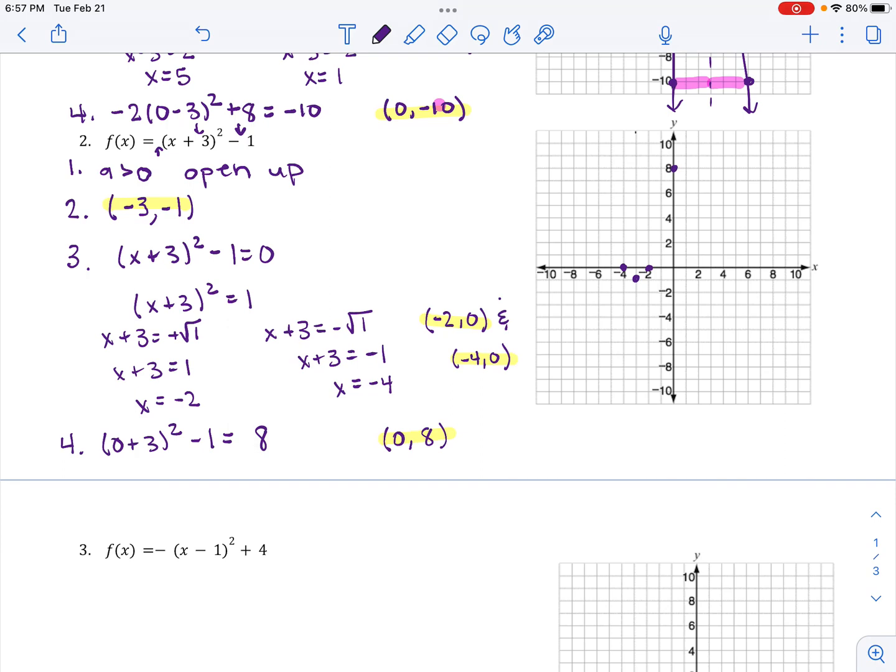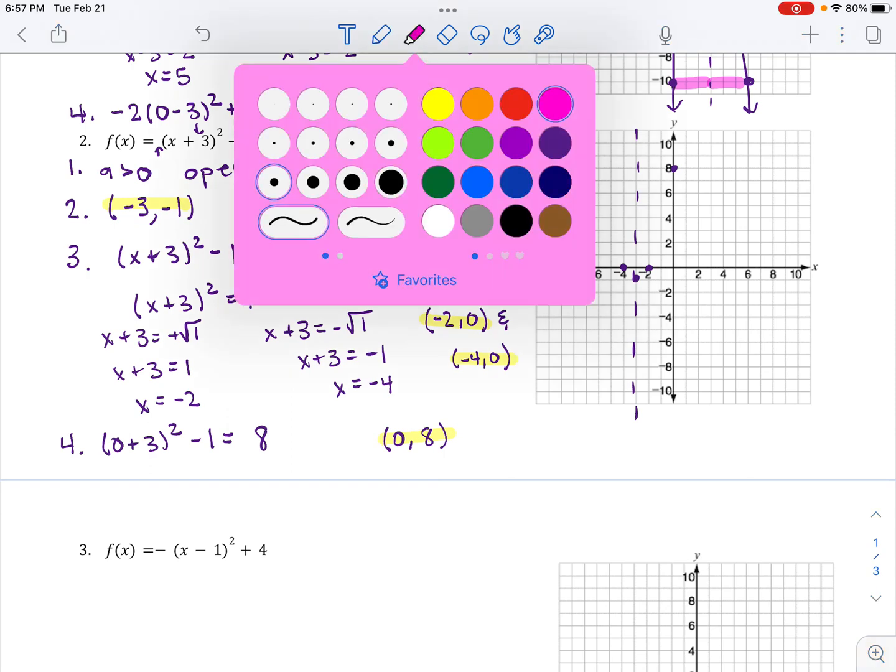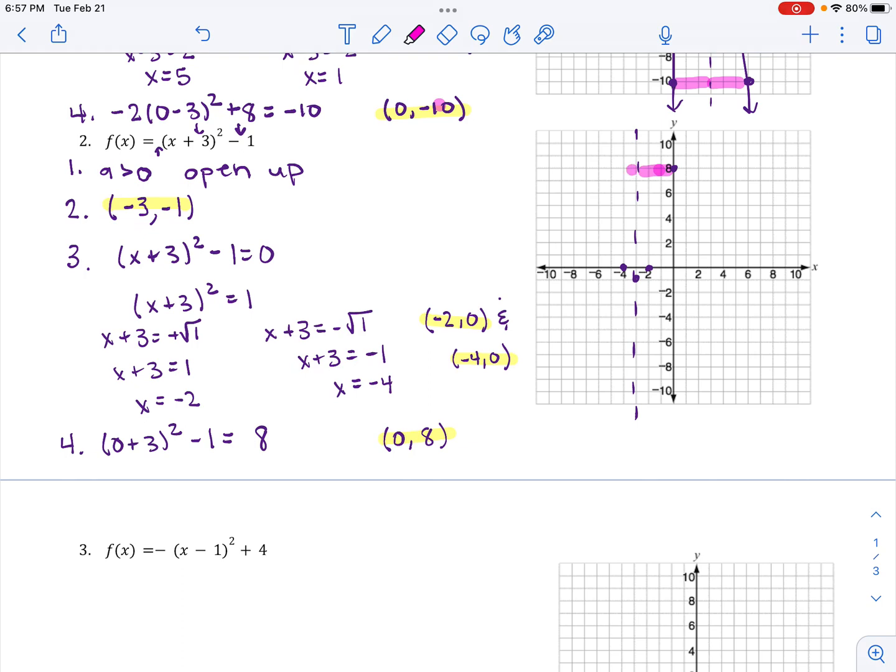I always want to find that 5th point. Now I'm going to draw on that axis of symmetry. The one that I'm missing currently is the one here. That's 3 away here, so it's going to be 3 away here. So 1, 2, it's going to be right here.